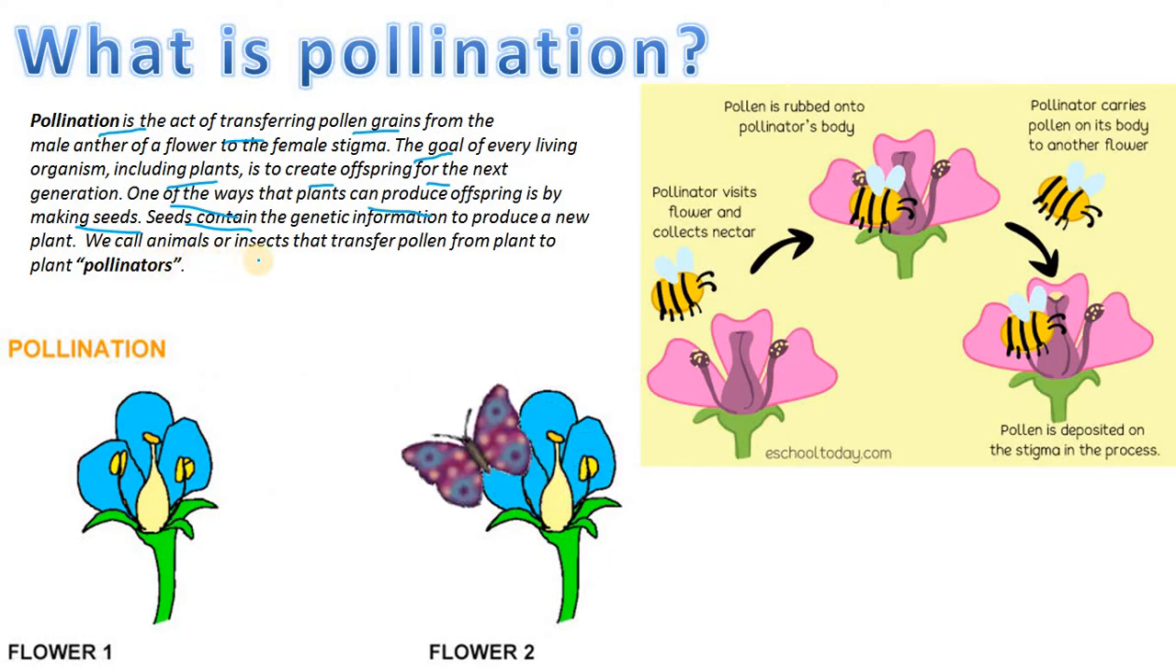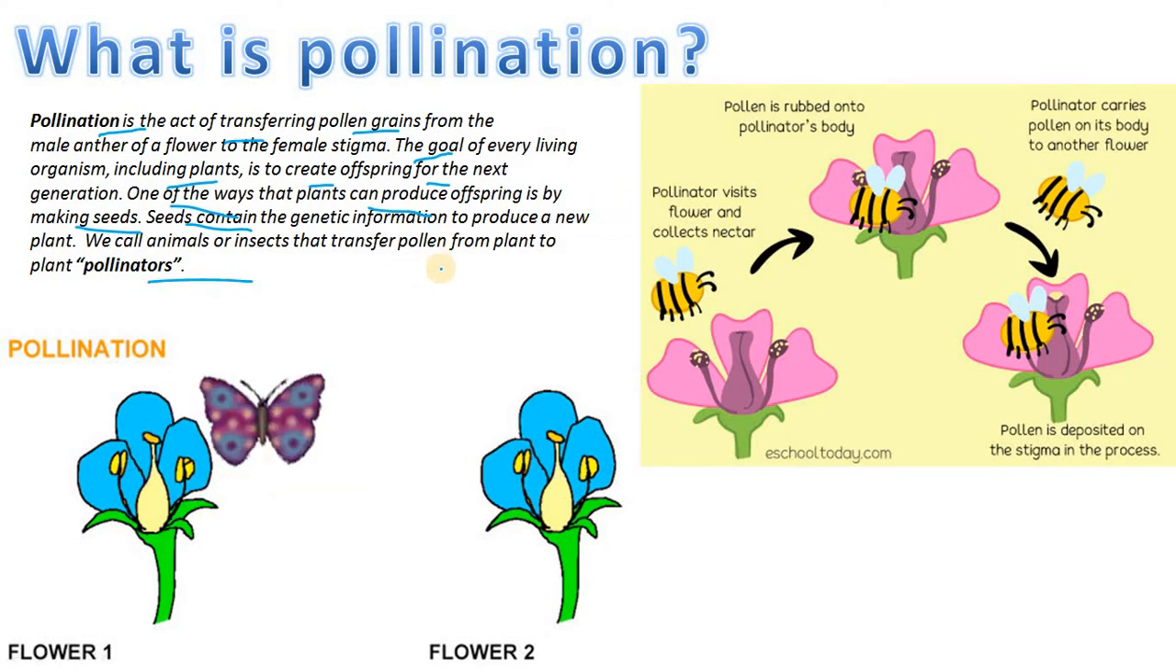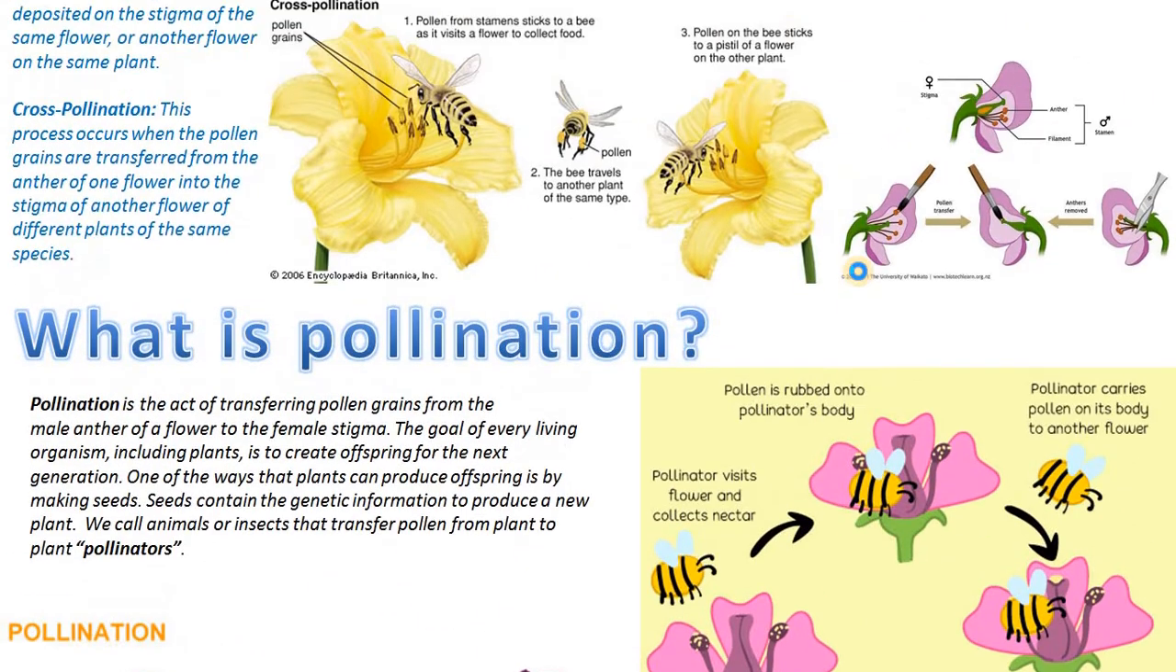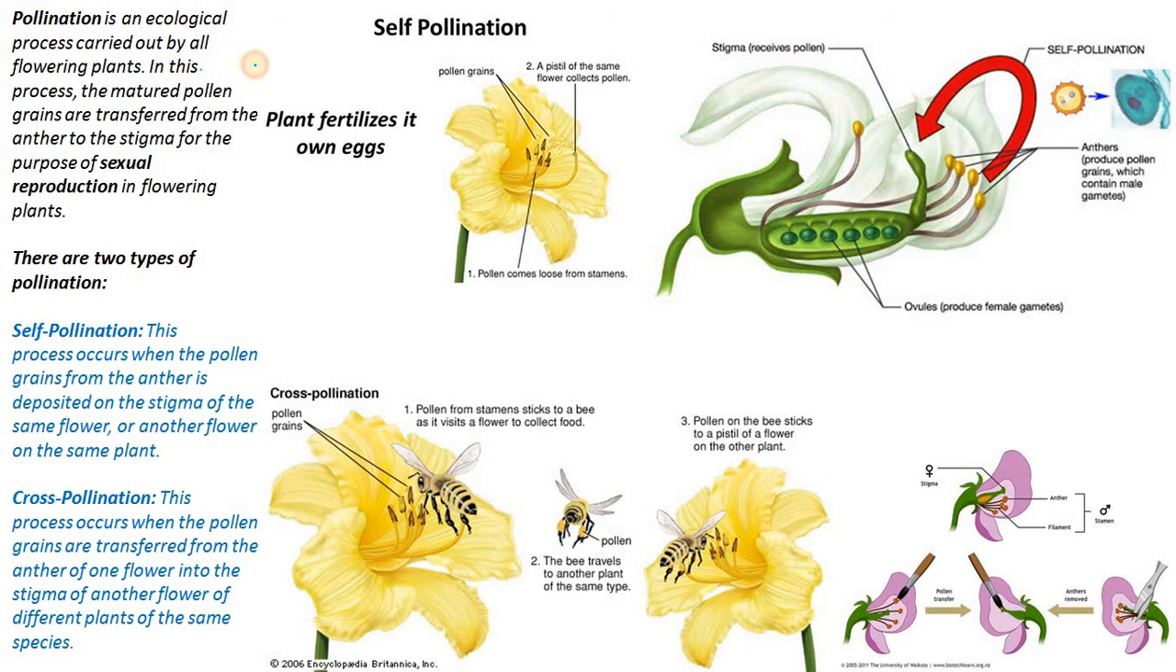The animals or the insects that transfer the pollen from plant to plant are called pollinators. Here you can see the butterfly and the honeybee are the pollinators who are transferring the pollen grains. So, pollination is an ecological process carried out by all flowering plants. In this process, the matured pollen grains are transferred from the anther to the stigma for the purpose of sexual reproduction in the flowering plants.